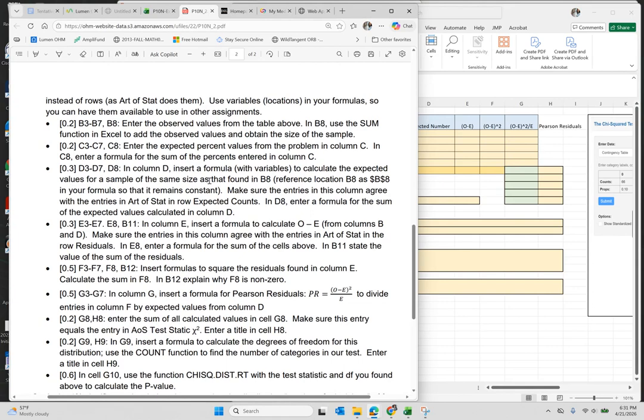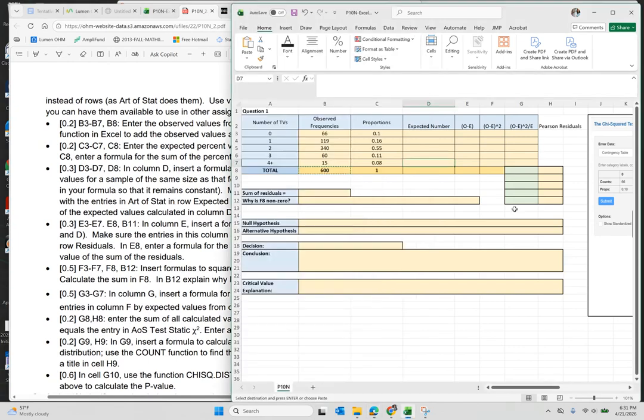The size of the sample is found in B8, and for this reason, if we want to reference the location in B8, we would like to use the dollar signs so that when we paste as we move along the spreadsheet, that location always stays the same. So make sure that the entries in this column agree with the entries in ArtofStat in the row expected counts.